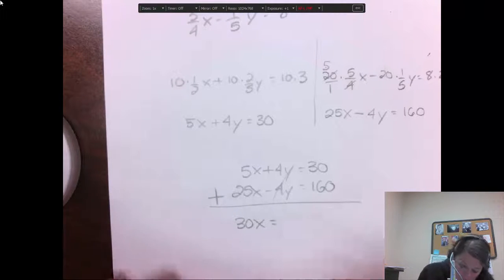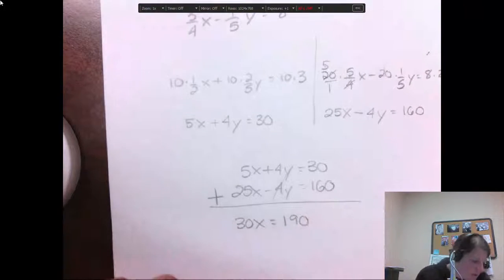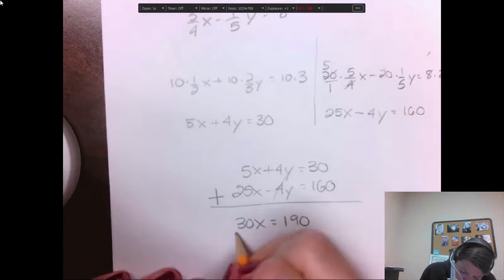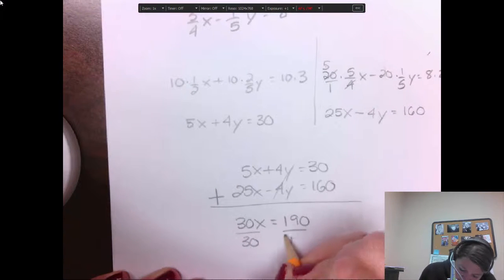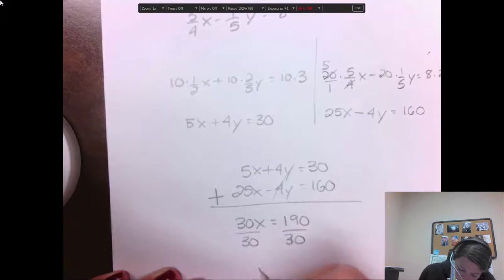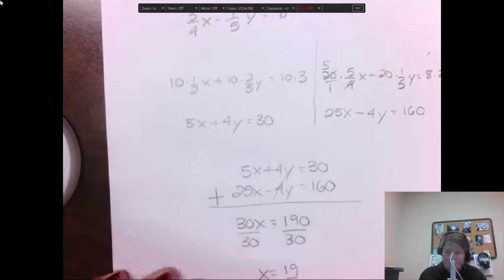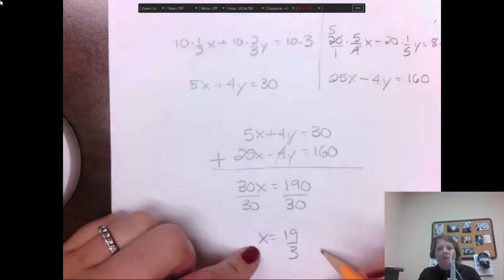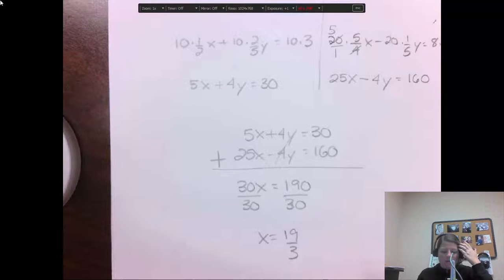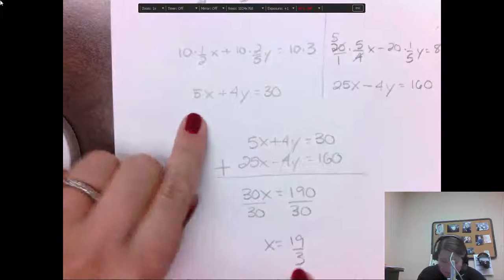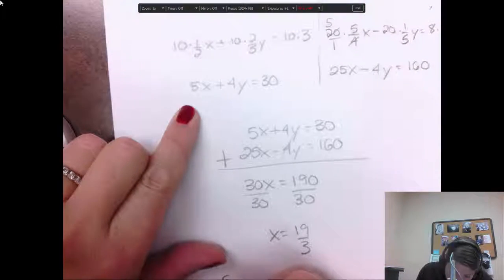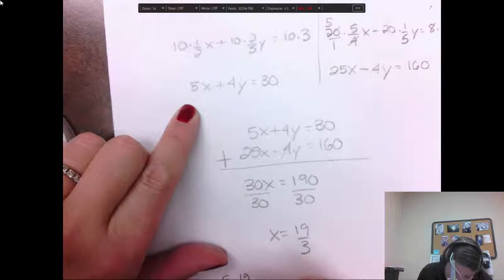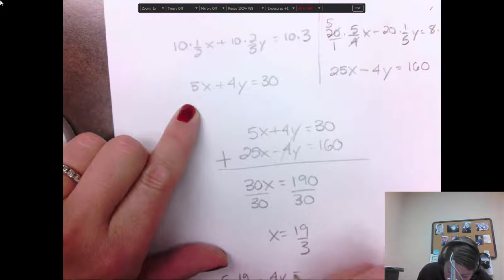160 and 30 make 190. Divide both sides by 30. And I get 190 over 30, which, remember, you could reduce, divide both by 10, you get 19/3. I want to reduce as low as I can, because I have to plug that 19/3 back into one of my other equations. So I'm going to plug the 19/3 into maybe this equation, because it looks the prettiest. So I'm going to do 5 times 19/3 plus 4y equals 30.